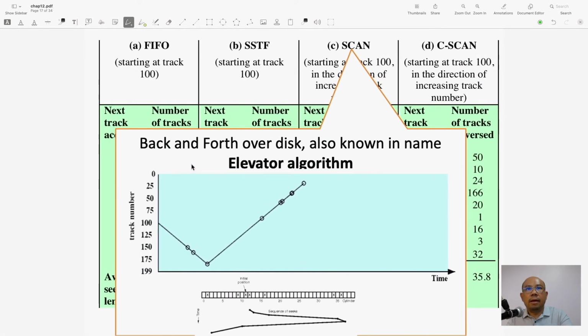And about the scan, it moves back to the front. Maybe it makes the algorithm like an elevator algorithm. An elevator moves down and up to read and write the data. So here this is the C scan.